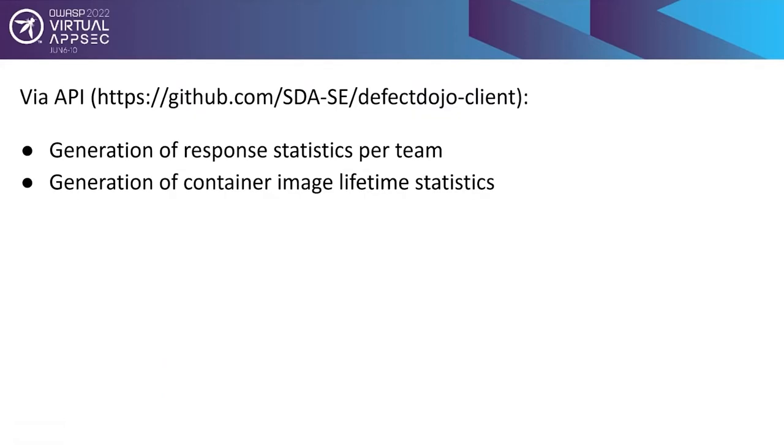Through the API, I personally use it to generate response statistics per team. So it's important to know, are the teams reacting in the way I want them to? For example, the policy might state that critical findings need to be tackled within a day or two. So you can generate statistics and see if that matches or not, and then maybe adjust the policy or help the teams to actually comply with the policy. Or what I also do is the generation of container image lifetime statistics out of DefectDojo, because I have this information in DefectDojo per team.